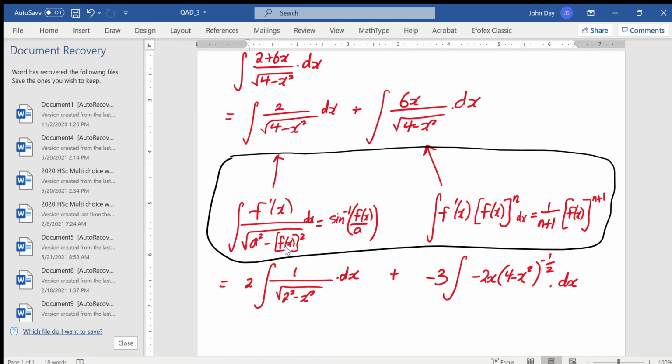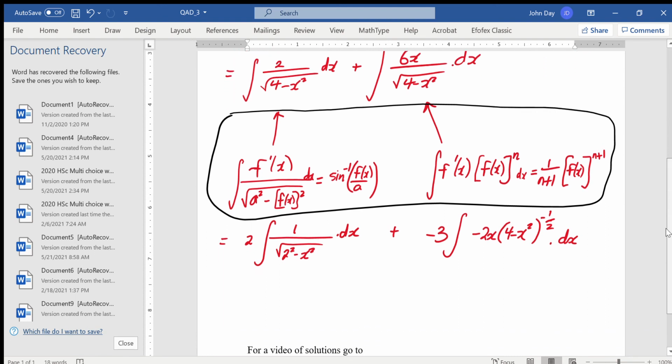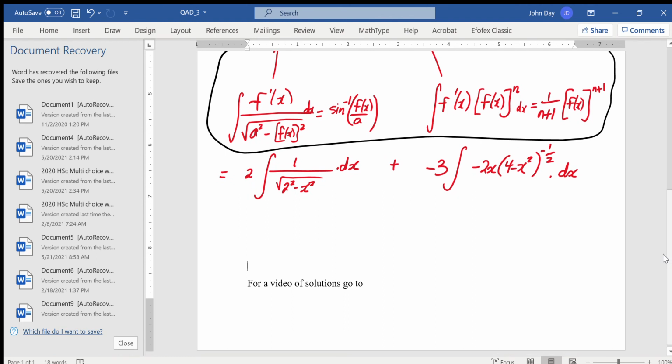Now I can see you could use a substitution. Some people would use the substitution u equals 4 minus x squared and go ahead from there. But I'm just going to go straight from that rule rather than doing it by a substitution. So this one here, I get 2, and it's inverse sine of x on 2. And this one here, I get minus 3.